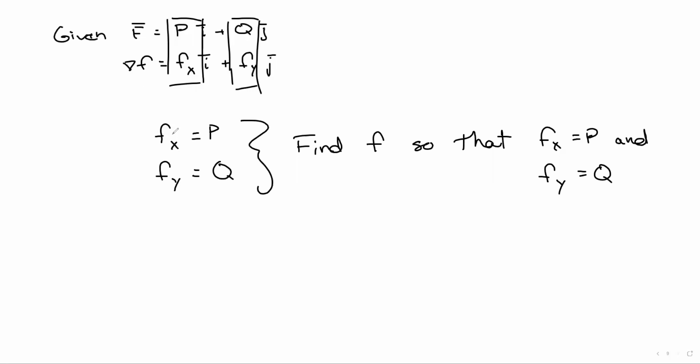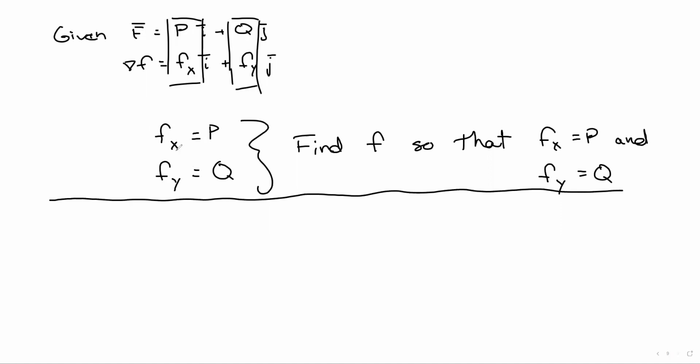Right. So we just need to find the f whose partial with respect to x is P and whose partial with respect to y is Q. And if it seems like you need more information than that, you don't. It's not as hard as it looks. So let's go through and try one. You don't even need a lot of space.